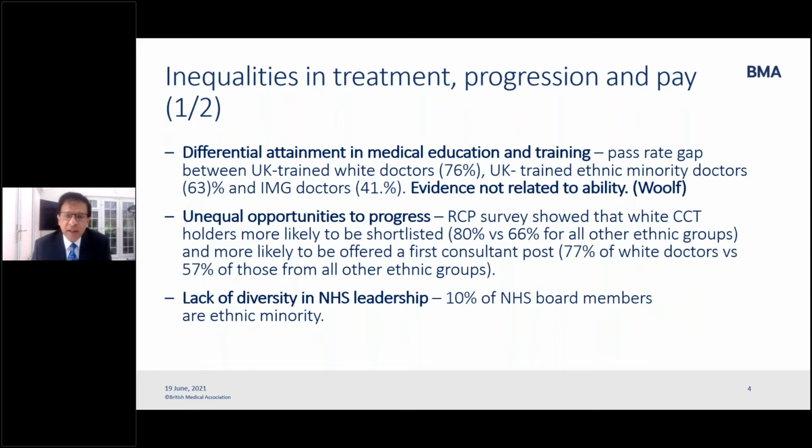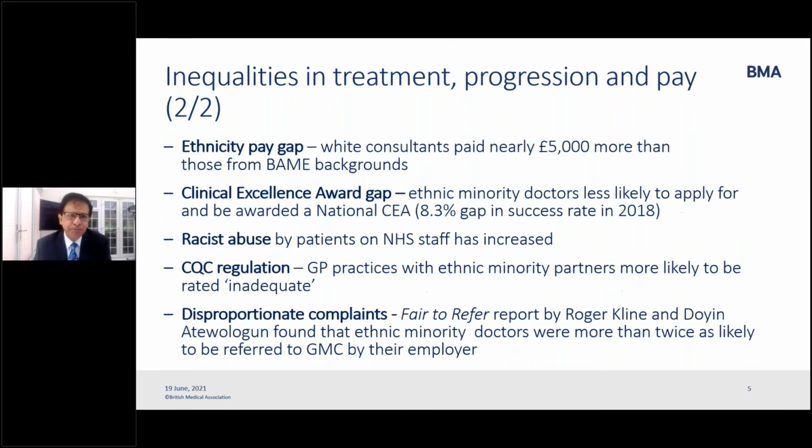And there's another disparity, which is you have an overrepresentation of ethnic minorities in a grade called the SAS grade, the Staff and Associate Specialist grade. And many of those doctors have not been able to, where they wanted to, achieve a consultant's post. We know there's lack of diversity in the NHS leadership, with only about 10% of NHS board members coming from an ethnic minority. When you then look at, again, progression and pay, there is an ethnicity pay gap where white consultants are paid nearly £5,000 more than those from ethnic minority backgrounds.